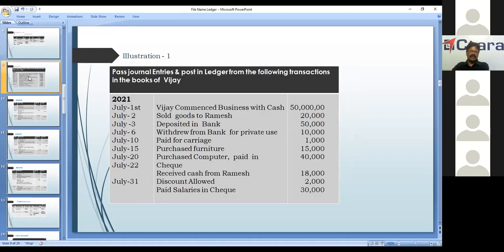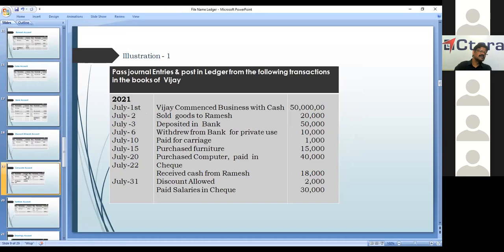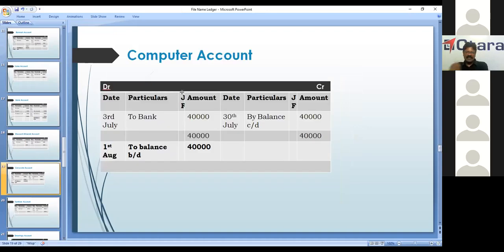Purchased computer and paid through check. Purchased computer, how much? 40,000, and paid through check. So here what we have to do is open the computer account. In the previous transaction, we paid through cash. Now it is paid through check. The journal entry for this is computer account debit to bank account. Computer being debit, put the amount in the debit column.